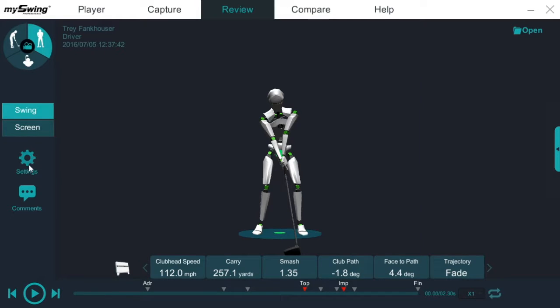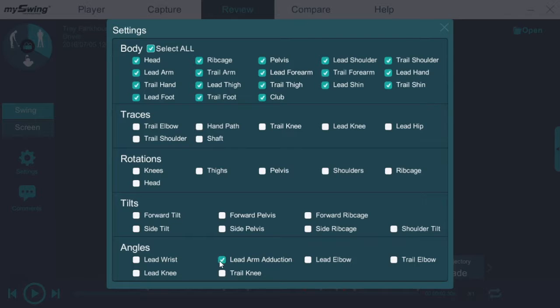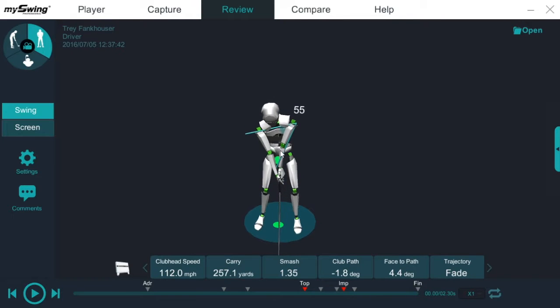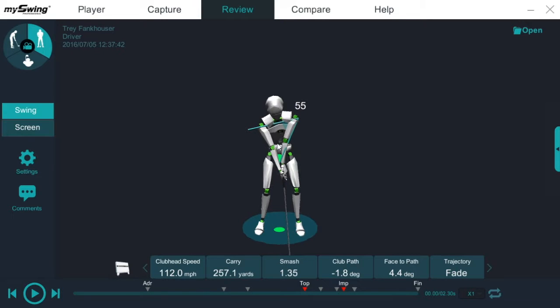In settings, we will take a look at lead arm adduction. It's in the angle section of the settings. Lead arm adduction is the angle between the rib cage and the lead arm. As you can see, it's best viewed perpendicular to the plane of the angle. Move it around, see it from any angle. As we take it back, you can see obviously 55 degrees at address.